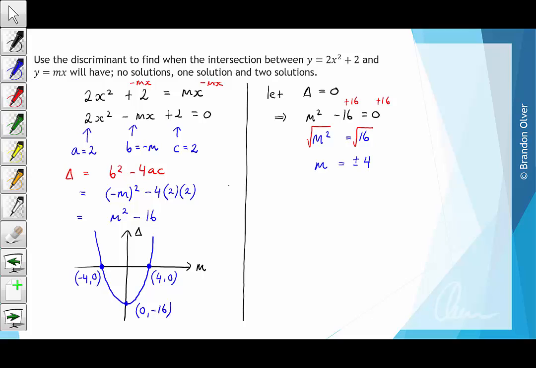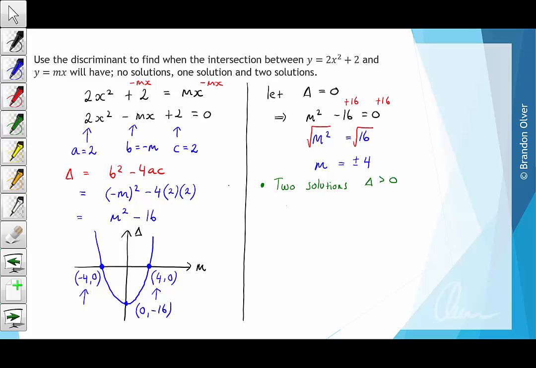And the plus or minus 4 are these points down here that we found to be the m-intercepts when the discriminant equals 0. So with this information, we need to go through when we'll have two solutions, one solution, and no solutions. So two solutions occur when delta is greater than 0.